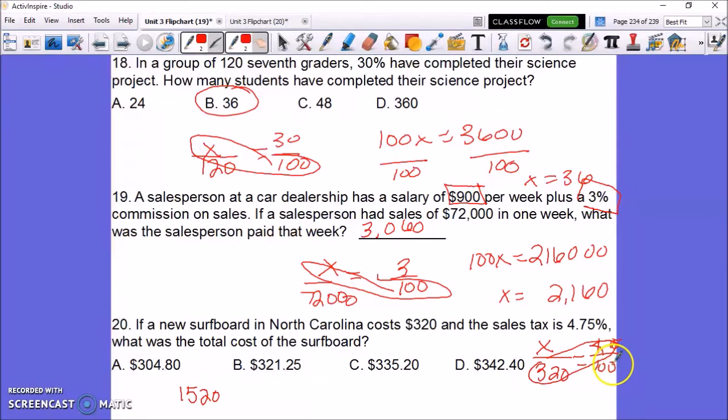1,520. And then 100 times X is 100X. And then we have to divide both sides by 100. And this gives us $15.20. That is our sales tax. Now we need to add that to the original cost of the surfboard, which is $320. And your total is going to be $335.20.